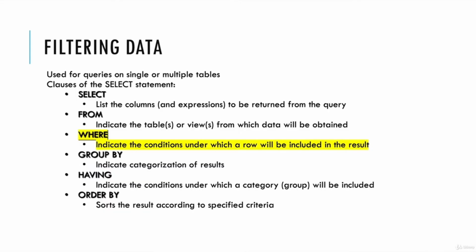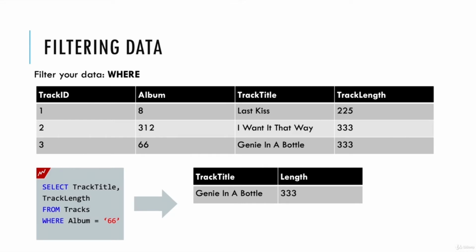So another thing we probably want to do is filter out our data, and that's where the where clause comes in. So we still need to use select, we still need to use from, but now we can add a new clause, and that clause is called where, and that basically lets us tell the query what to exclude or include in our results. So let's take a real life example of that.